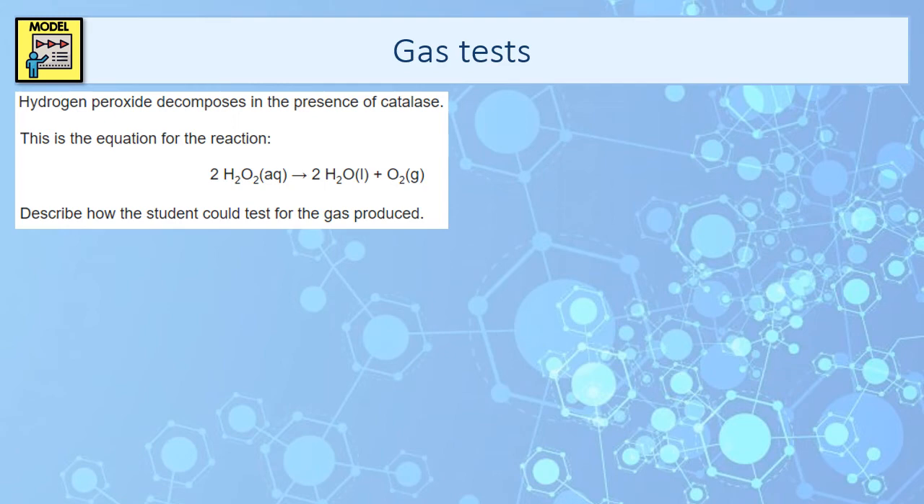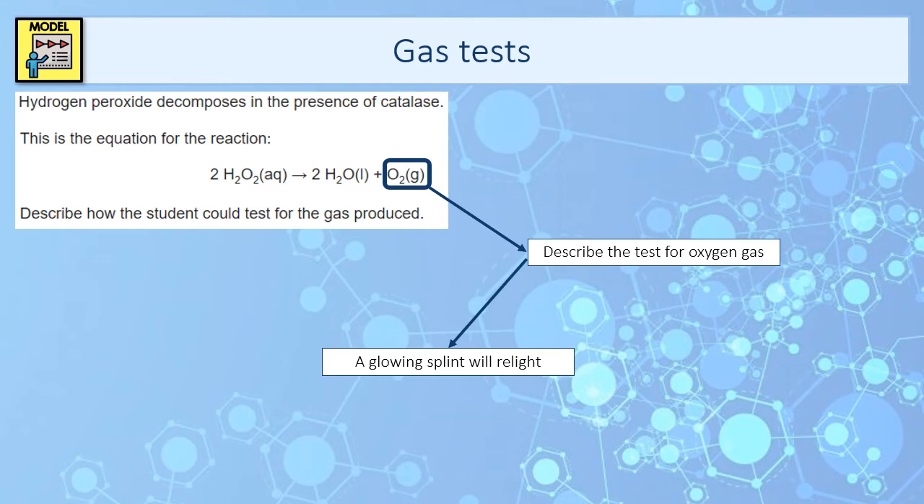So I need to go and look at the equation that they've given me to work out what the gas produced is. And what I'm looking for is the state symbol G. That symbol in brackets after the substance tells me what state that substance is in. And you can see that it is the O2 that has got the G symbol next to it. So that is the gas that's being produced. So I can decode this question as describe the test for oxygen gas. That's what this question is asking me. And then it becomes fairly straightforward. I know that the test for oxygen gas is a glowing splint will relight. And that's what I would write in my answer.